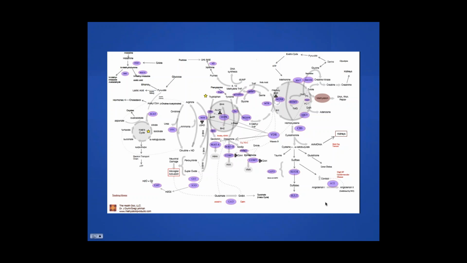There we go. Okay. So just as a review, if you take a look at these pathways up here, this is what we've talked about in the past. These are our methyl generators that we talked about initially. This is the B12 pathway and the folic acid pathway here, and this is how we generate methyl donors in the form of SAMe.